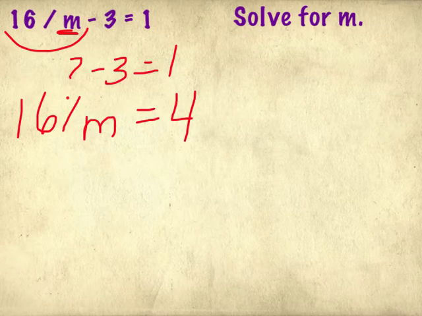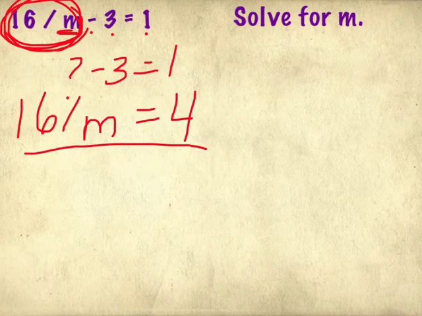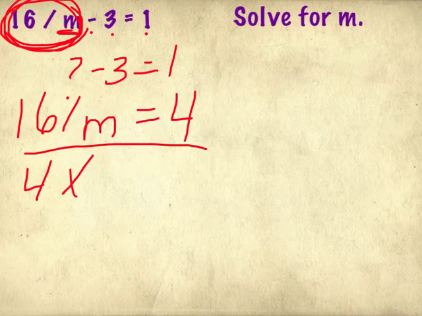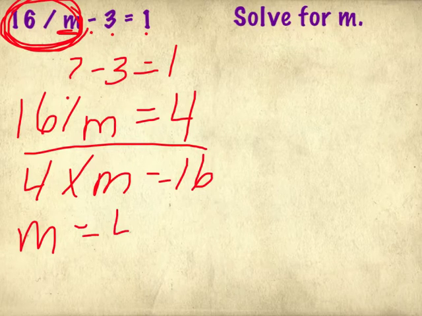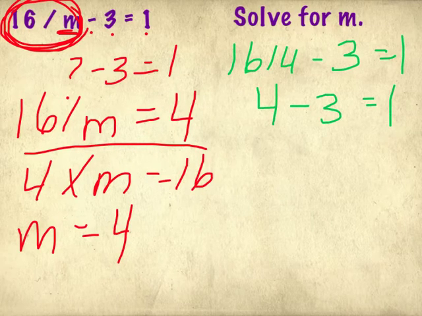Okay? Hopefully you're with me so far. The reason for that is because whatever 16 divided by m is, when I take away 3, it's going to be 1. 4 take away 3 is 1, so 16 divided by m must equal 4. So if 16 divided by m is 4, fact families tell me that 4 times m must equal 16. M is 4. And again, let me just check that. So that would be 16 divided by 4, take away 3 equals 1. I do my division first and I get 4. Take away 3 equals 1. Yay me.